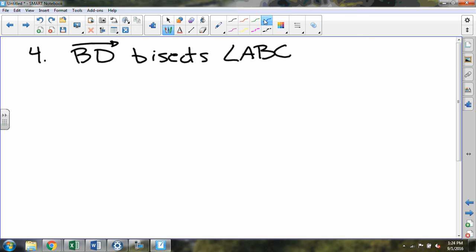This word bisect has a very clear meaning for us. What does bisect mean? Split in half. So if we split or cut something in half, we could use that to create a drawing. Once again, I do not expect a perfect drawing. We're just looking for a sketch. The picture is there to help us understand the problem. It's not the answer by itself.